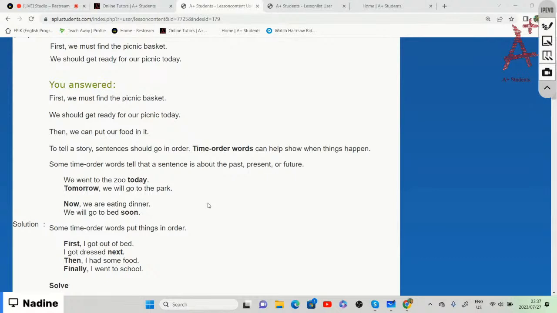And some time order words tell us that a sentence is about either the past or the present, or it can even tell us about the future, right? If we look at an example: we went to the zoo today, and tomorrow we will go to the park. So if we were to identify the time words within that sentence, we can identify today, tomorrow, now, and soon.